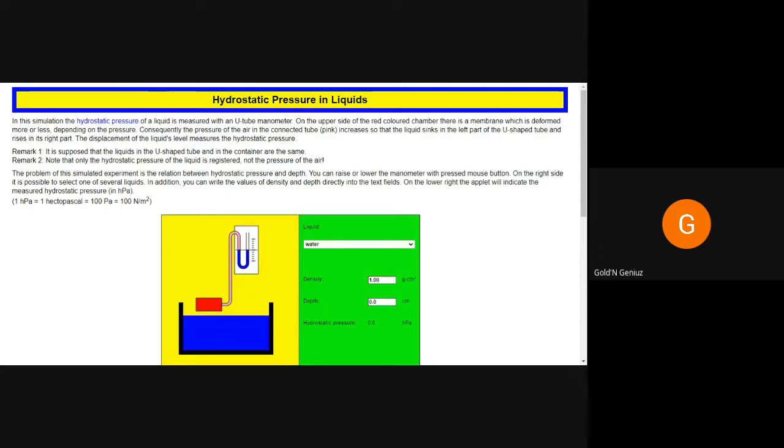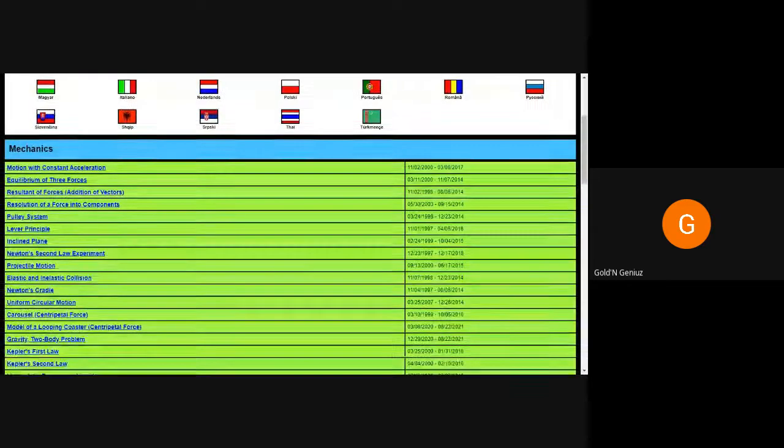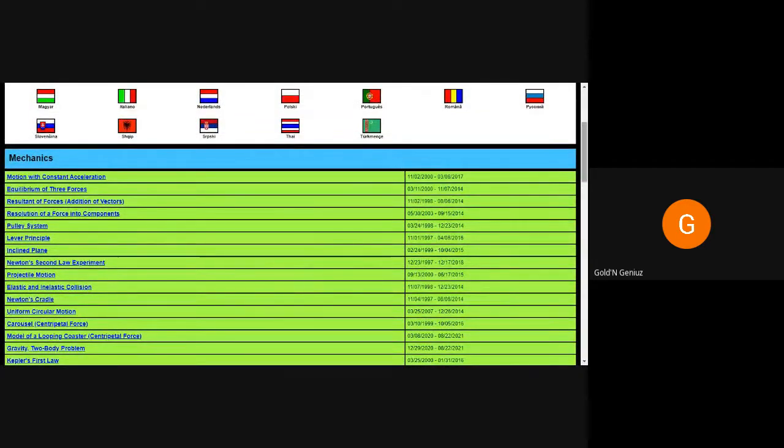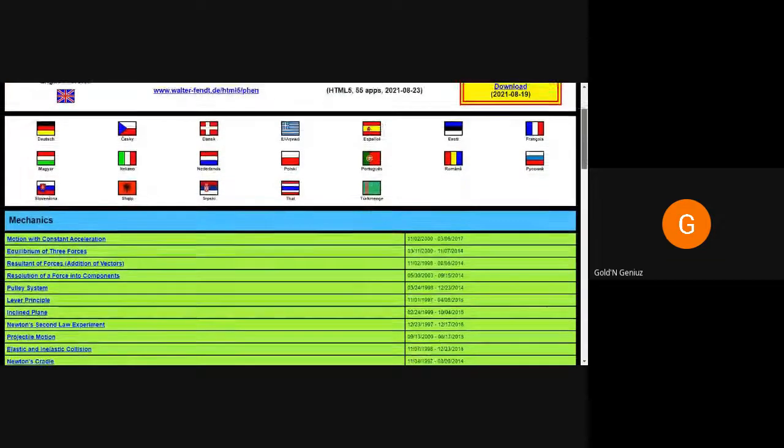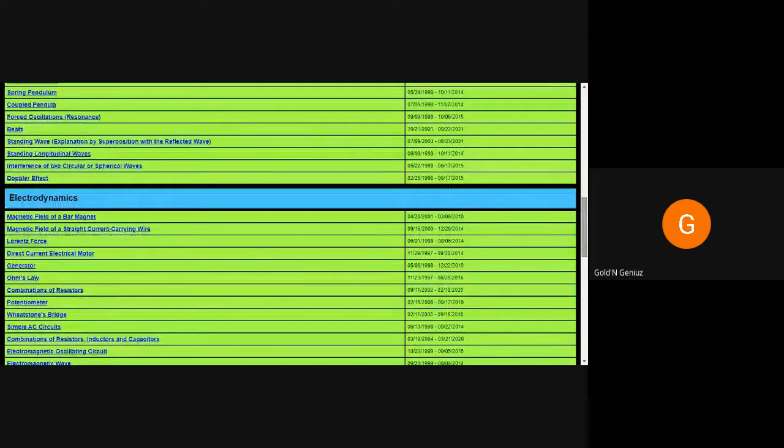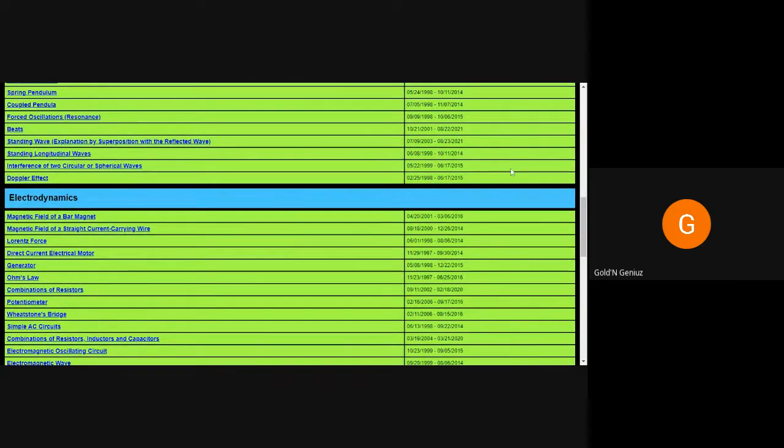All right, it's called the Walter-Fendt. It's a whole range of experiments. So let's just see it here. It's a whole range of experiments that is very good. It is very useful.